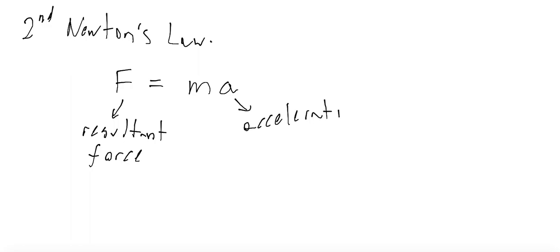Acceleration means that the object changes velocity, so it can change its speed, so value, or change direction of motion. Remember, acceleration is a vector quantity, so it's characterized by two details, two features, direction and value. So let's get back to second Newton's law. When the resultant force acts on the object, then the object accelerates, and acceleration is inversely proportional to its mass.